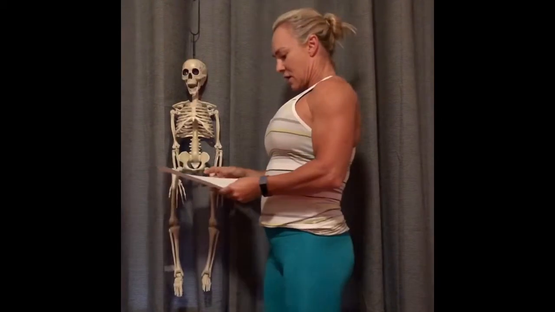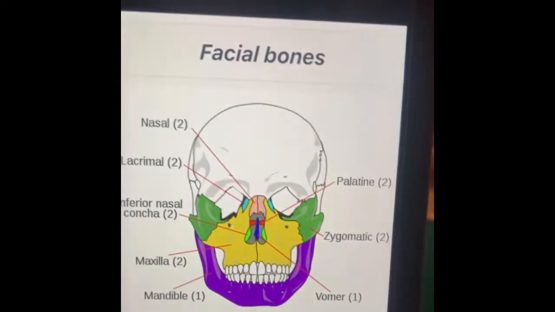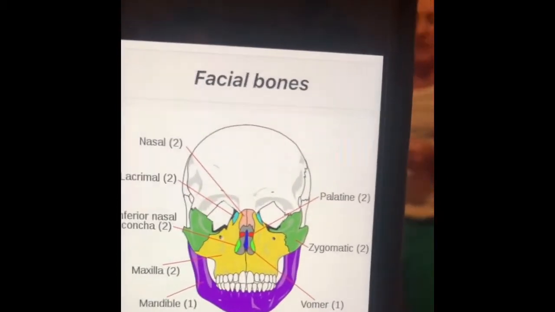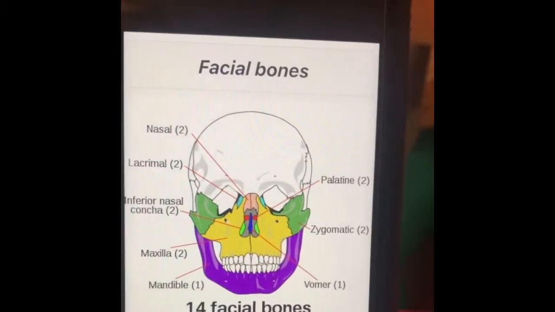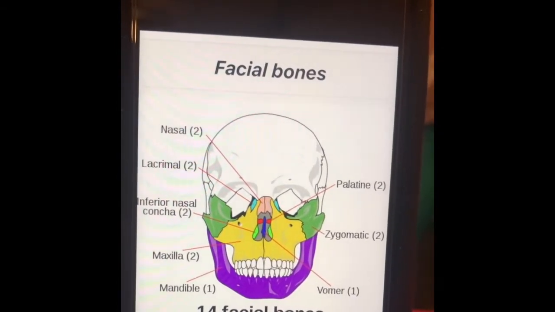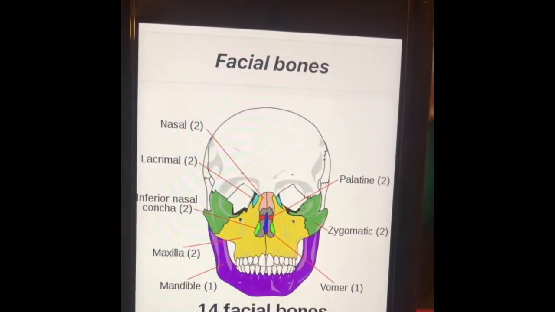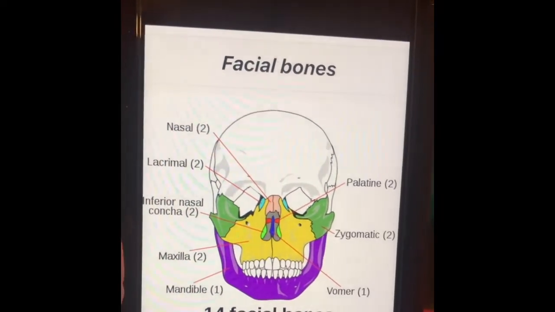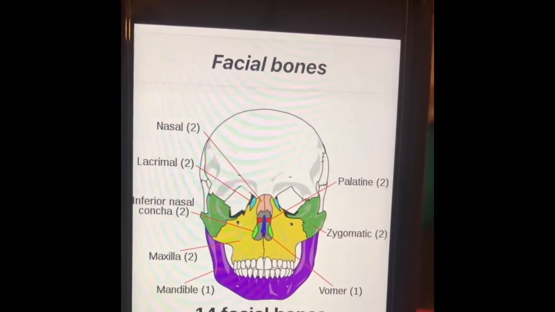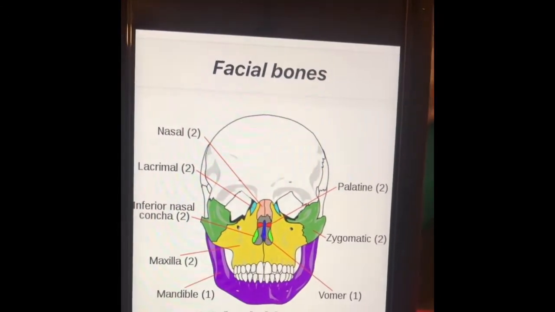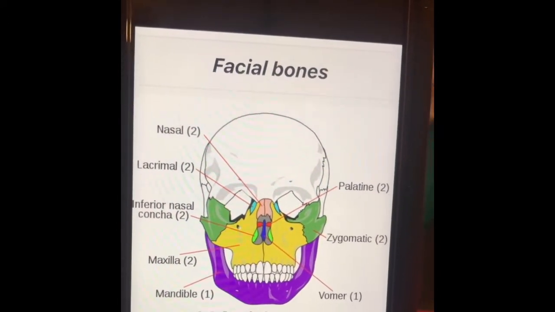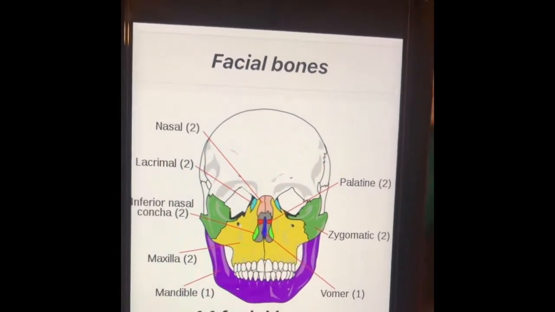Facial bones. Okay, so we're going to go over the facial bones. Okay, so you might want to look at this picture here. We have the two maxilla, which is the upper jaw, the two zygomatic bones, which is on the cheek, two lacrimal bones, which is in the eye, two nasal bones, and then two inferior nasal conchae, two palatine bones, one vomer, which is the nose, and the mandible. And that makes a total of 14.